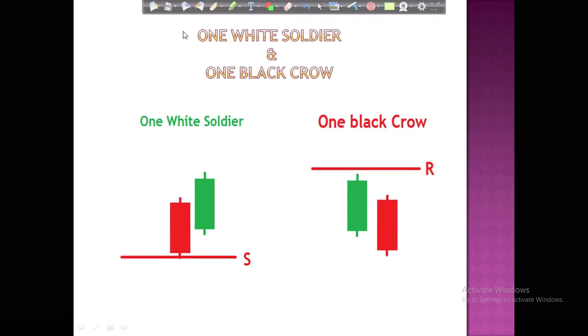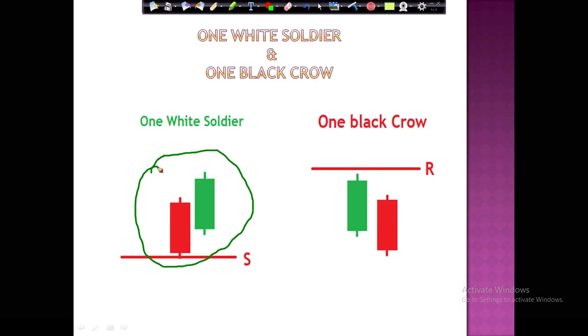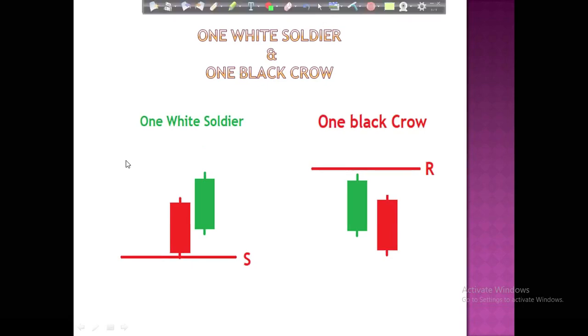So first you can see this is called one white soldier, and remember, one white soldier is used for buying. When we are looking for a buy opportunity, then we are looking for one white soldier. What is the reason behind that? So let me explain how they form.